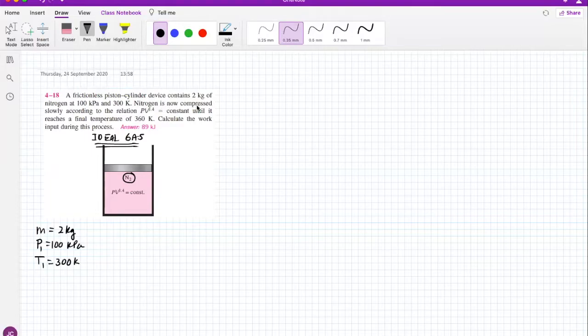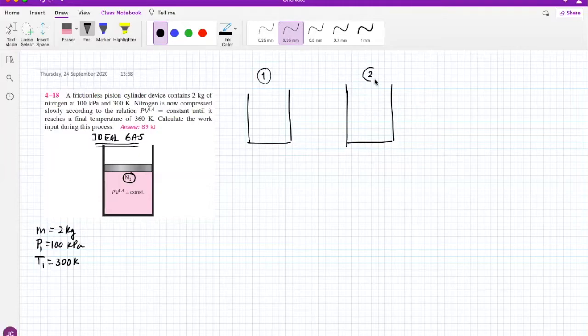Nitrogen is now compressed slowly according to the relation PV^1.4. So this thing is now compressed. I will try to depict what is happening over here. This is state one, and then something happens. What happens is a very slow compression, okay, that goes from 1 to 2. So I will try to imagine this piston there, and a compression should be a reduction in the volume. So this is N2, this is N2, so something happened over there.